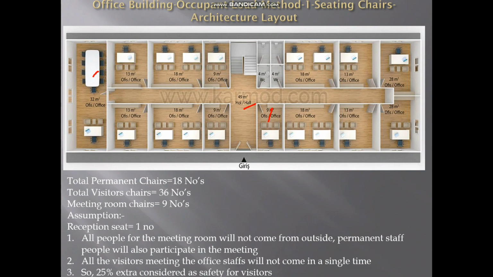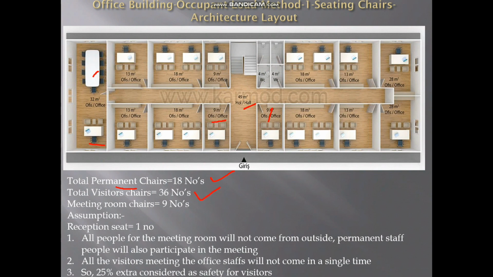Okay, so first what you have to do is count the total permanent chairs. In this arrangement, for example, I'm going to count the permanent chairs from here: 1 2 3 4 5 6 7 8 9 10, and here 11 12 13 14 15 16 17 18. So 18 permanent chairs are here, and then the visitor chairs. In front of the permanent chairs, you can see the visitor chairs, these white color chairs, so you have to add all these visitor chairs. So that is 36 number.